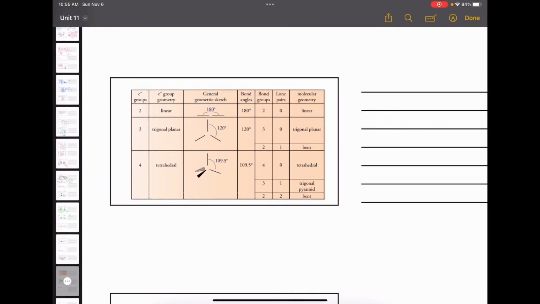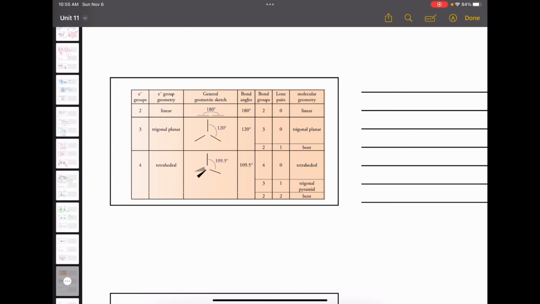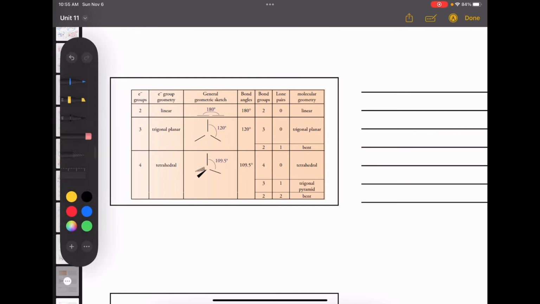Before we do this one, this is the table that I mentioned. This table basically delivers everything you need, and I'm going to give it to you during the exam, so you don't have to freak out about memorizing all these geometrical sketches, angles, and nomenclature. Everything will be on this table. Let's see how we can read it, because without the ability to read it correctly, it is going to be useless. So first, we count the electron groups.